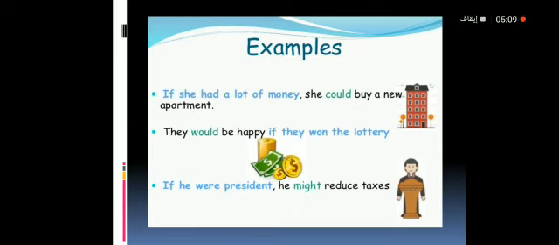The last example: if he were president, he might reduce taxes. I wish I were president. As you can see here, guys, the subject is singular. We add were, okay? We use the verb were. As I told you, in the second conditional, we can use were with the singular pronouns. He might reduce taxes. Here we didn't use would, no, we used might, and after that we used a base verb.